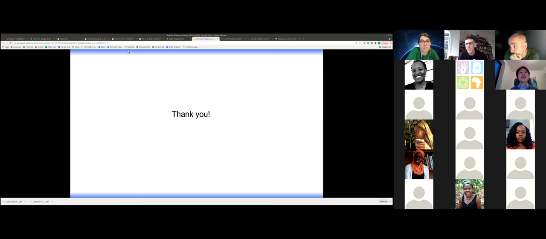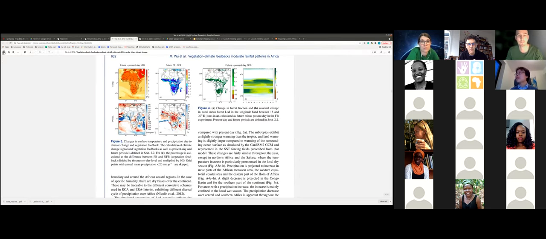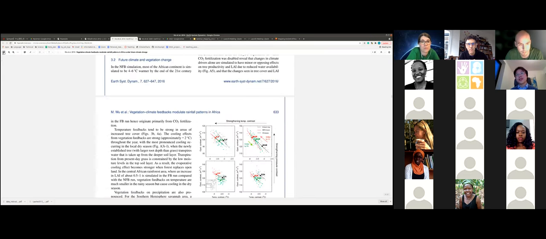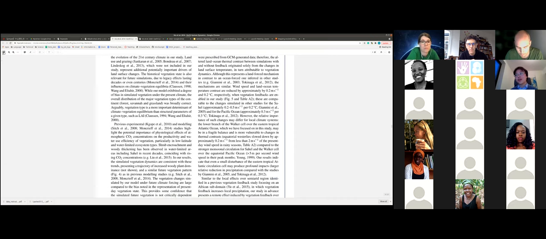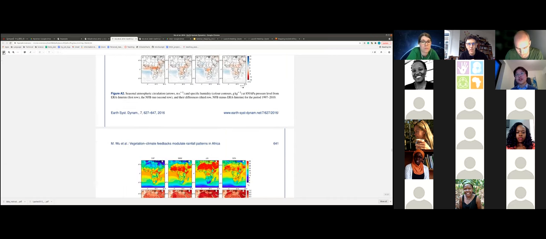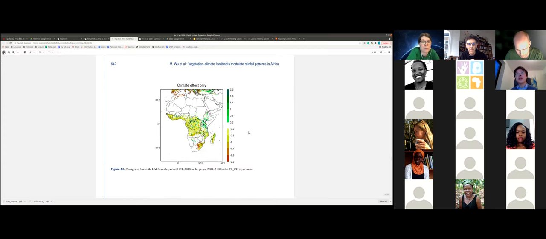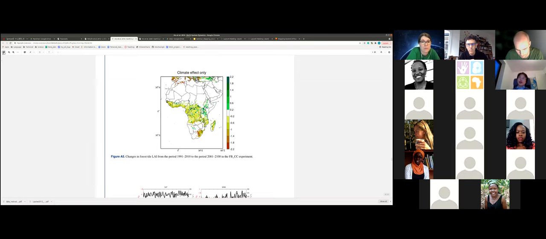We actually have similar tests here. If we take out the CO2, the picture will look like this, under the future climate change. You see me scrolling down the paper? So for Africa, under RCP 8.5, and this is the climate effect only, we likely have a browning for the West Africa monsoon region, and also for some of the tropical subtropical regions. Really? Why do you think that is?